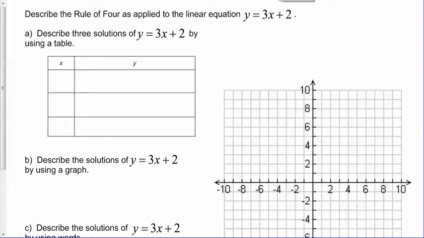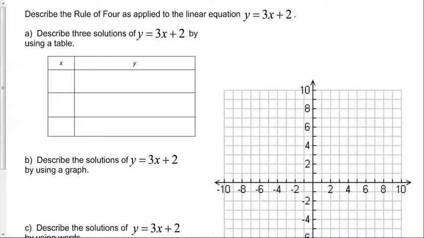Describe the rule of 4 as applied to the linear equation y equals 3x plus 2. And here it's going on to give us a little bit more information about the rule of 4. But bottom line is the rule of 4 for solutions to an equation can be summarized this way. We can describe some or all of the solutions of an equation with 1, an equation, 2, a table, 3, a graph, or 4, with words. And so we're given the equation form of this particular problem.